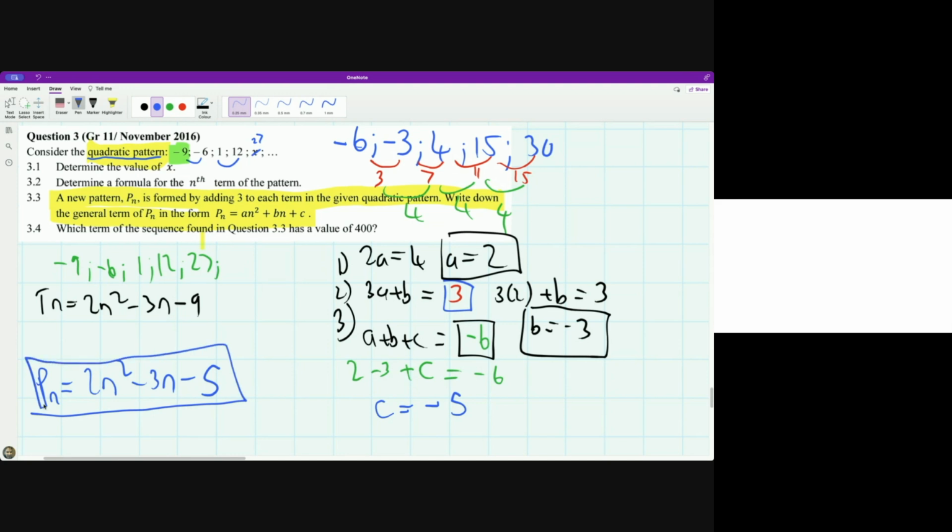Okay, now the last one, we don't have time for this, but I'll just show you how we would do it. Which term of the sequence found in question 3.3 has a value of 400? So now they're talking about Pn, and all we would do is make 400 equal to 2n squared minus 3n minus 5, and we would solve for n. Give me a thumbs up if that makes sense to you.